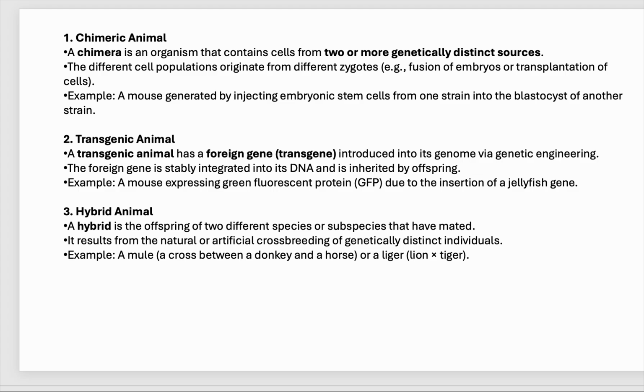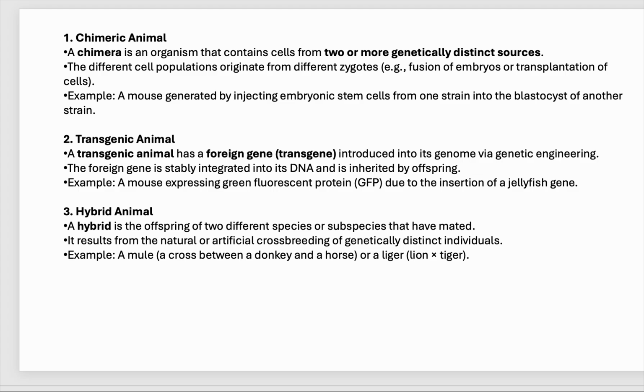So they just introduce a foreign gene in the genome of an organism that can be transferred from one generation to the other. They are called transgenic animals, and they are modified for in vivo experiments. Hybrid animals, obviously, are two different species, or subspecies, that have mated and create a different animal. They are called hybrid animals.